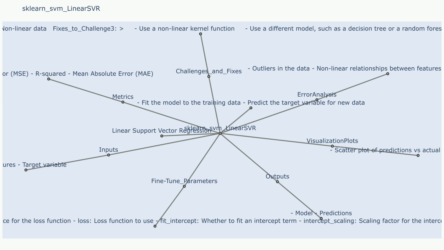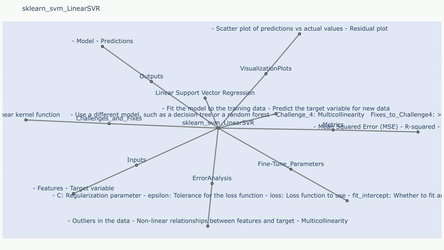Outputs. Output 1. Explain in detail model. This is the trained linear SVR model. You can use this model to make predictions on new data. Output 2. Explain in detail predictions. This is the predicted output for the input data. The output is a one-dimensional array of predicted values.